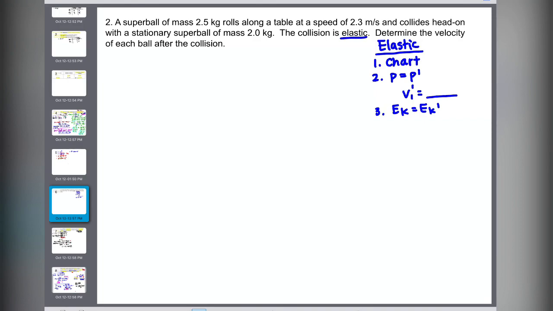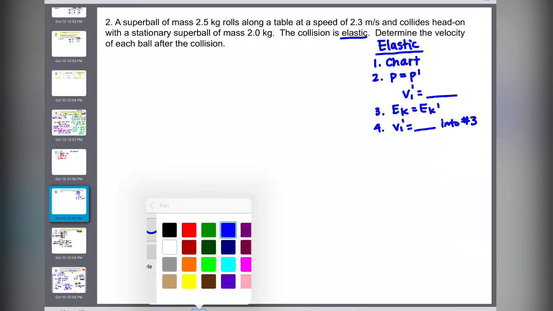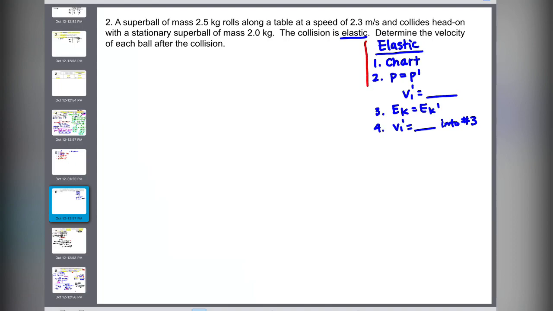Okay, and then after you clean it up, you would sub your v1 prime equation into equation number 3. Okay, and then you solve for it, and then you go from there. So hopefully this gives you a little step-by-step guide that you would use. I might have to erase it after. I might not have enough room.